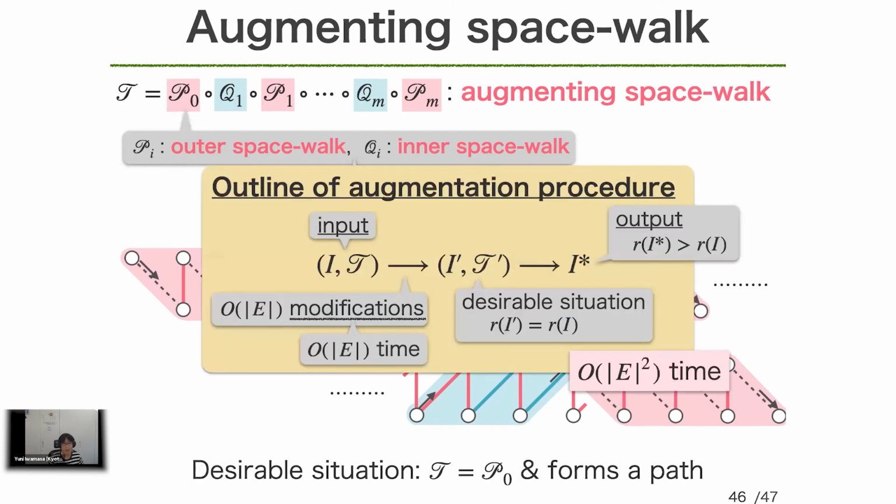Okay, the outline of our augmenting procedure is as follows. First, we have the pair (I, T) as input, where I is a matching and T is an augmenting spacewalk for I. For this pair, we apply order E modifications, where each modification can be done in order E time. Then we obtain another pair, I prime and T prime, which is in a desirable situation, as I mentioned before. And then we can augment the matching and output a larger matching. This is an outline of our framework, and this can be done in order E squared time.